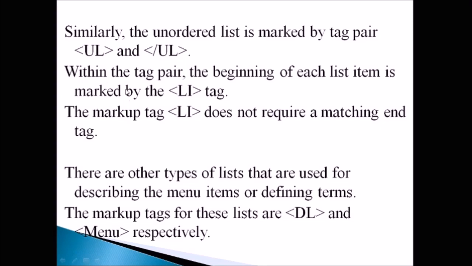So the listing items should be preceded with the tag LI within the UL block. That is the way to make the list using the unordered list.